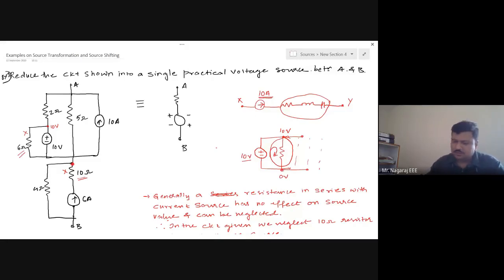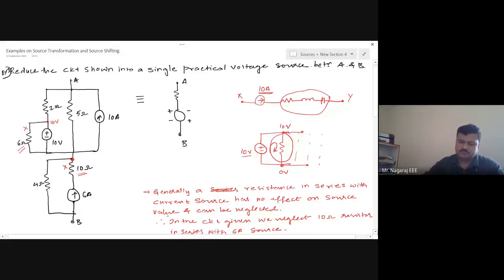So here we saw that the 6 ohm in parallel with 10 volts is not making any effect, so I took it out of the circuit. The 10 ohm in series with 6 amperes is not making any change in the 6 ampere branch current, so I have taken the 10 ohms out of the circuit. Then I simplified and obtained this particular voltage source, a practical voltage source between terminals A and B. Okay, any doubts?